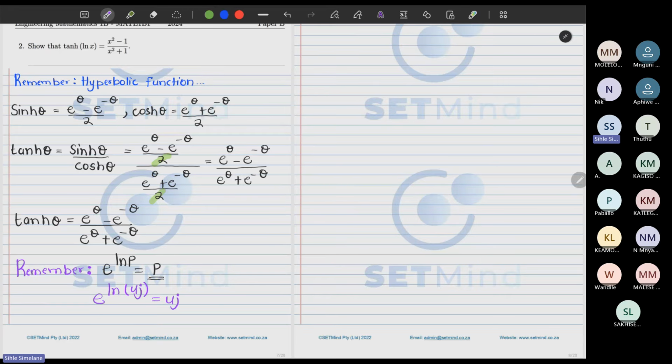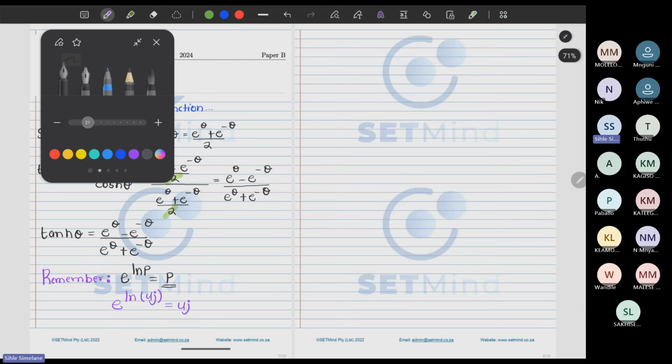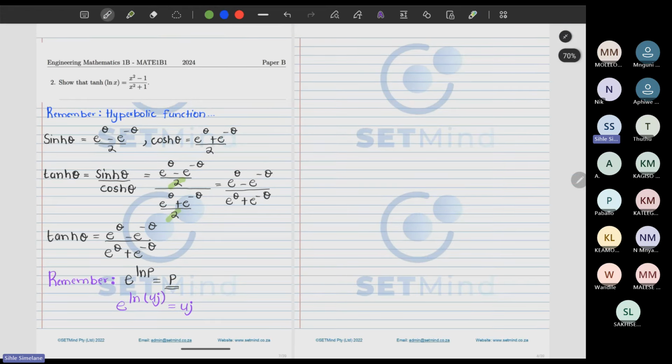So let's go and sub this now that we know it. Now that you know your hyperbolic tan, if they are looking for hyperbolic tan of ln of x, they are looking for e to the ln of x, because this guy becomes more like our beta, and then minus e to the minus ln of x divided by e to the ln of x plus e to the minus ln of x.